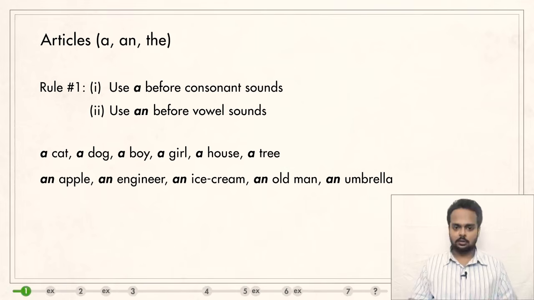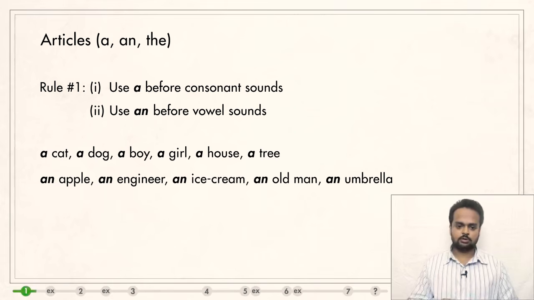Cat starts with k, dog starts with d, boy with b, girl with g, house with h, and tree with t. So we say a cat, a dog, a boy, a girl, a house, a tree, etc. Notice that in natural speech, we don't say a, we say like a cat.